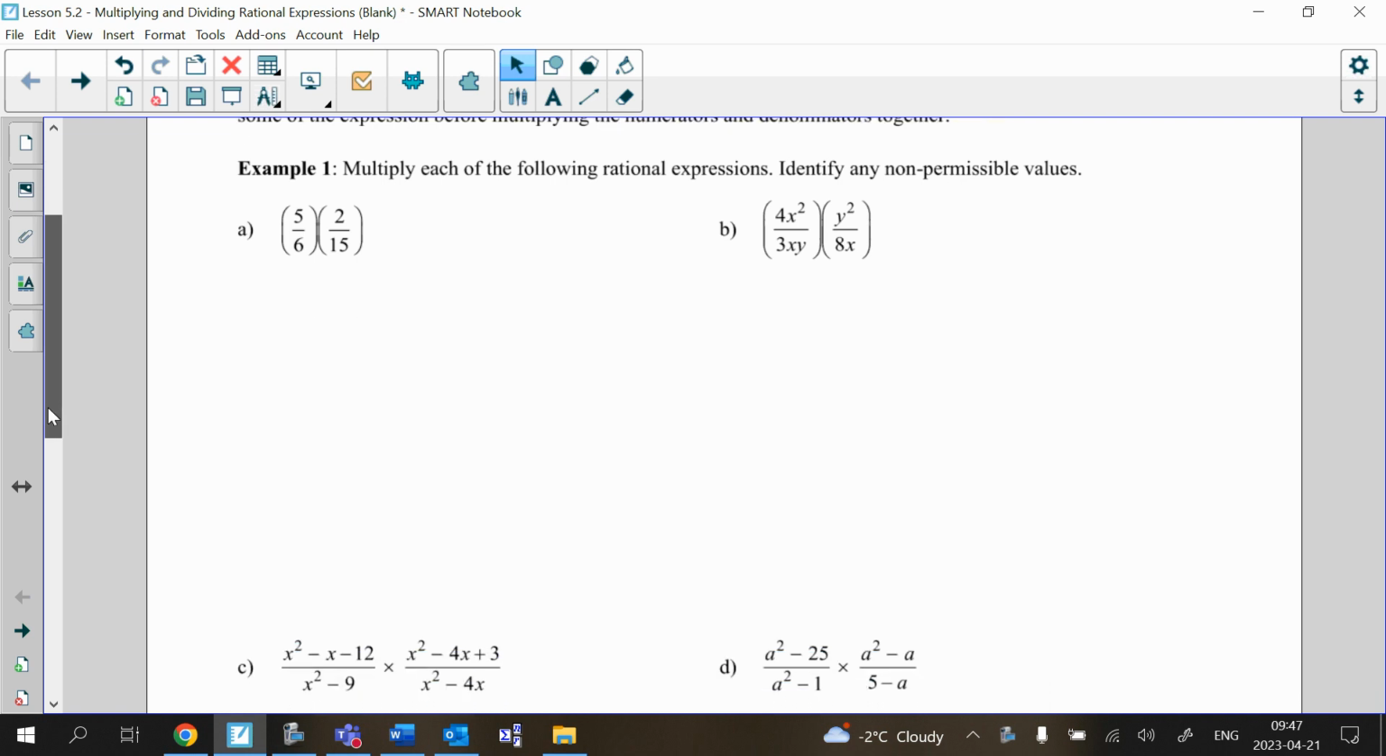So here's a question. There's no variables. It's just 2 numerical fractions getting multiplied. How'd you do it? You guys should know how to multiply fractions. No one? Really? Can't remember how to multiply fractions? You guys were multiplying fractions in the trig unit. Top by opposite bottom over bottom by opposite top? No, that's crazy.